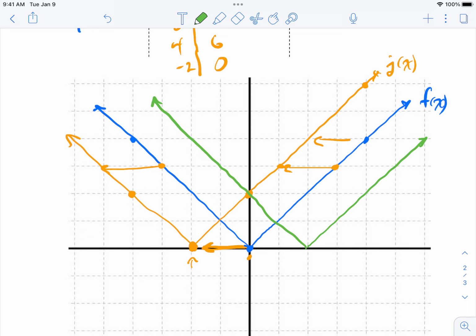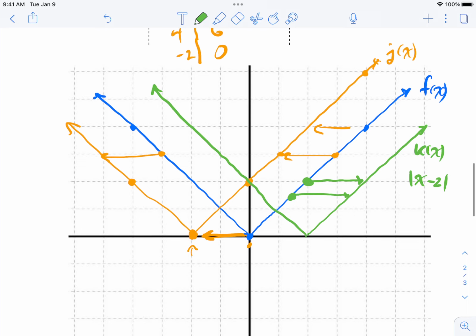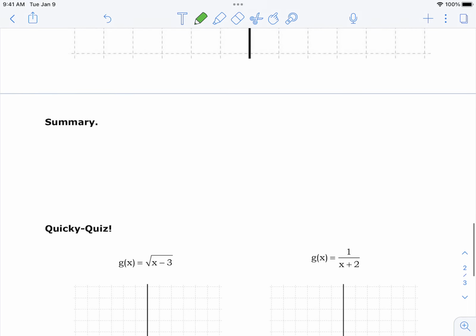So it's going to go to the right by 2. Any point on the blue function is going to get moved to the right. And I do mean any point on the blue function gets moved to the right in order to form this new function k of x, which is this.